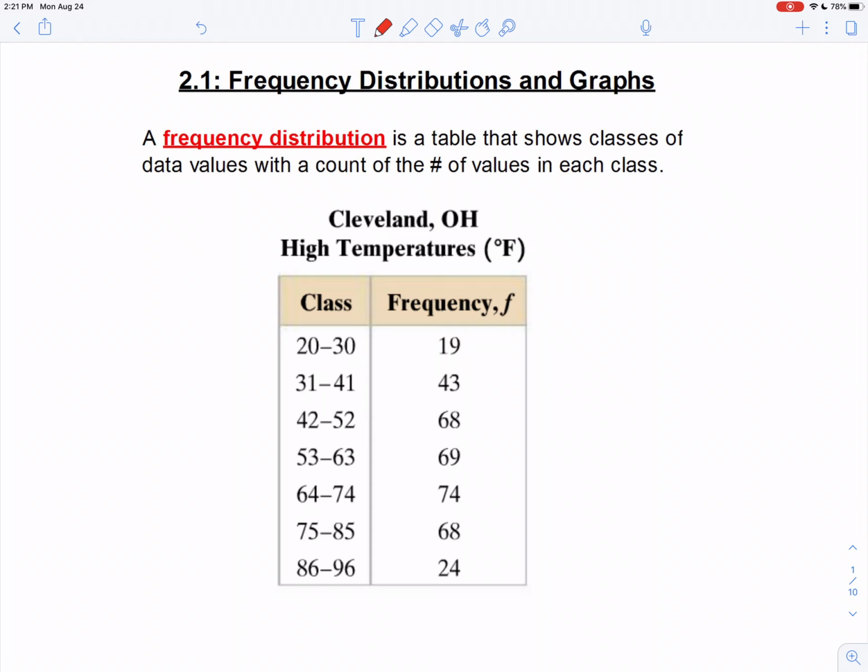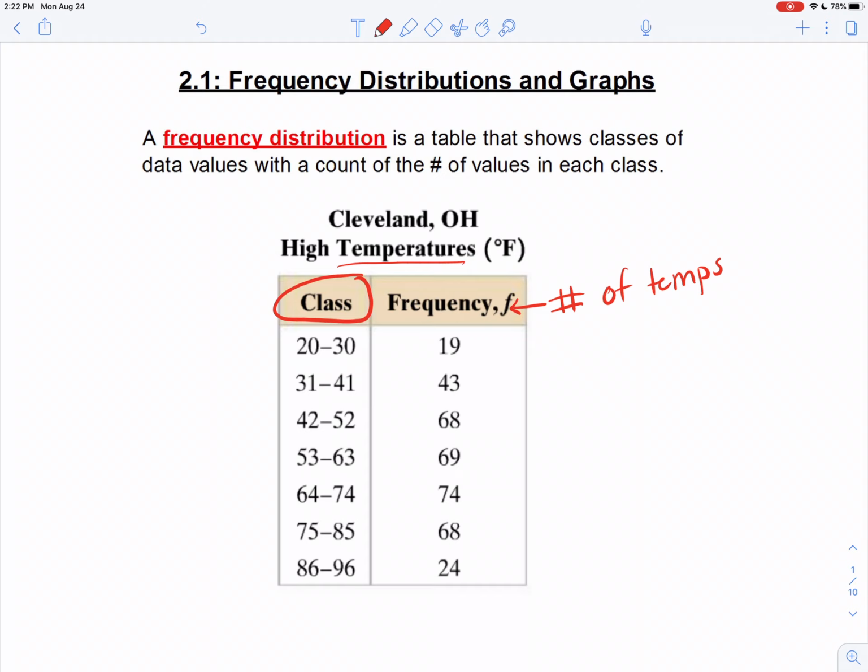All right, so the classes that you're seeing over here, instead of looking at each individual temperature, the first class groups all temperatures together that are between 20 and 30 degrees. The second class groups all temperatures together that are between 31 and 41 degrees, and so on. And the frequency over here, frequency is just another word for a count. Right, this is telling me the number of data values, or in this case, the number of temperatures that fell between the limits of each class.